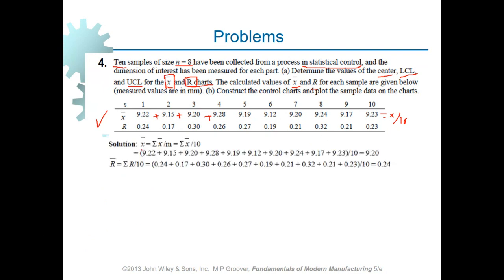For computation of the grand mean, or X double bar, we add all the 10 values of X bar to one another and divide it by the number of samples, giving us 9.2 as the grand mean of X. And for R bar, we get the average of these 10 values, and that gives us an R bar of 0.24. So on the basis of this, now we can do the computation of the upper and lower boundaries.